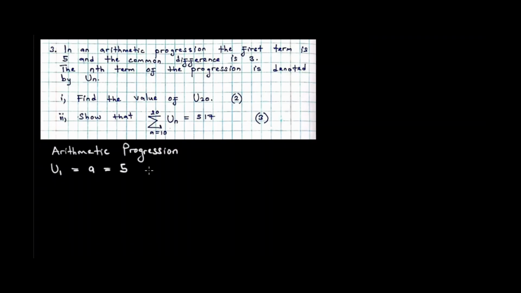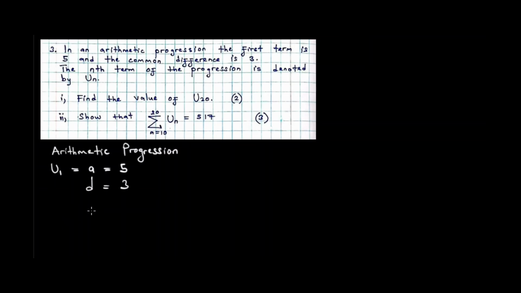We are collecting data, writing down what the question has told us. The question continues and says the common difference is 3. We know that the common difference is denoted d. So d is equal to 3. Part 1 now, find the value of u20.